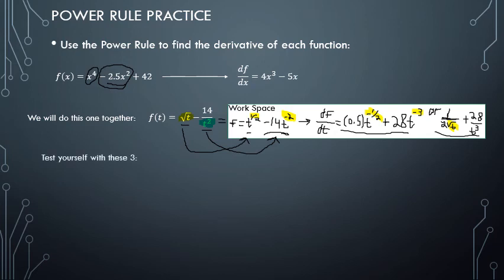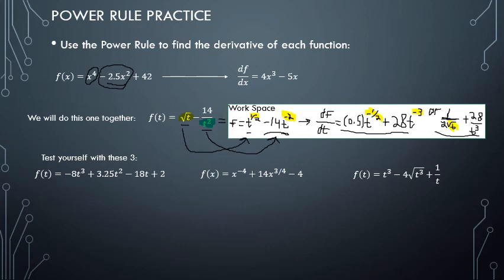So let's practice. Test yourself with these three. So the first one is just a basic polynomial. We've got a t cubed, a t squared, a t to the first, and a t to the 0. Remember that plus 2 is technically plus 2 t to the 0.